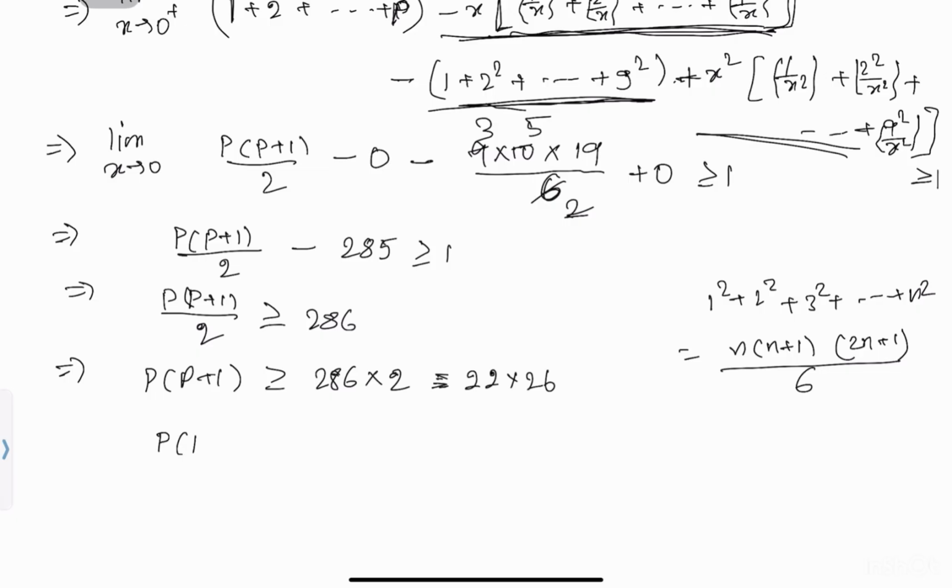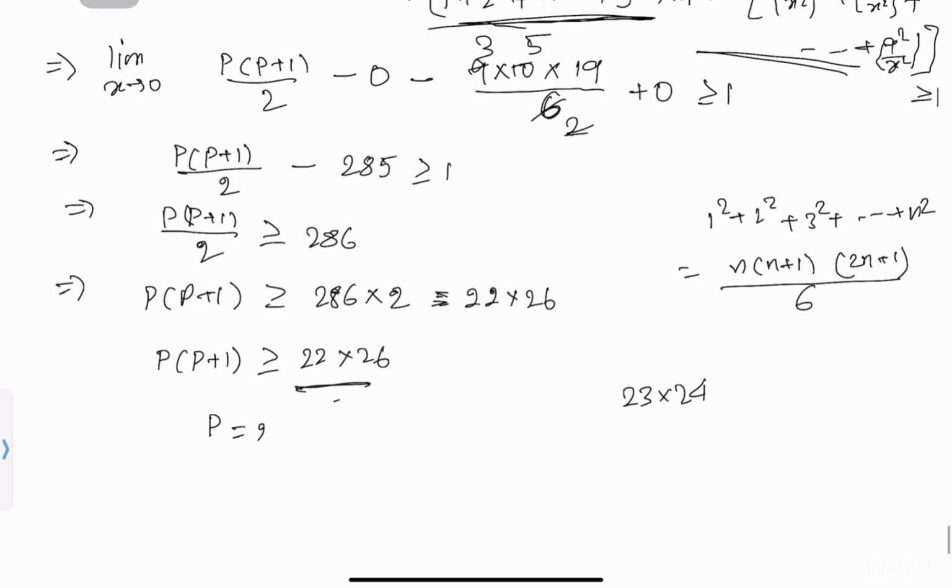P into p plus 1 greater than or equal to 22 into 26. Clear? So if I take p equal to 22, the least value, p starts from 22, if you assume. So if p equal to 22 into 23, does this multiplication become greater than 22 into 26? Not now. If you take p equal to 23, 23 into 24, is this greater than this value? Just check yourself.